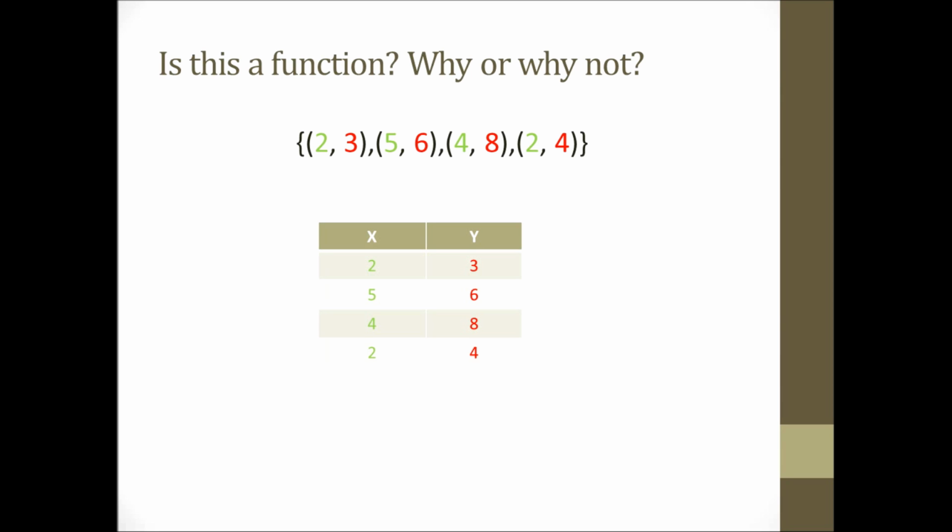It's one boy, one girl. The boy should only have one girlfriend. And in this example, he has 2 girlfriends. So this is not a function because he is not being fair.